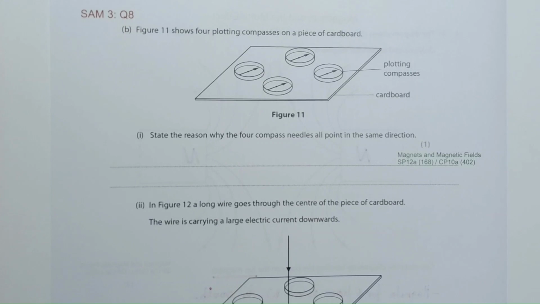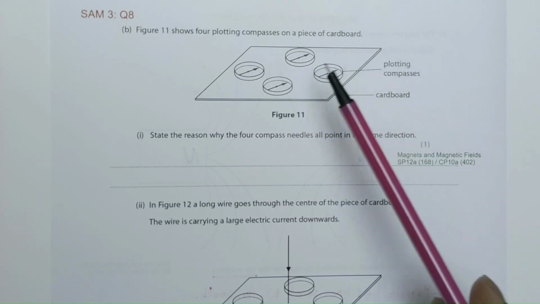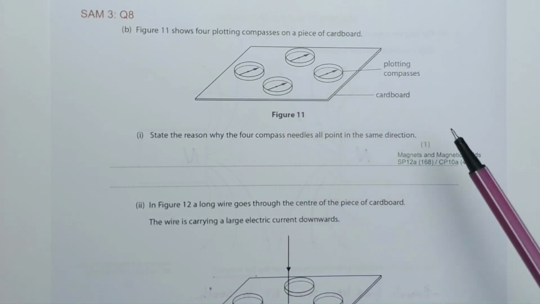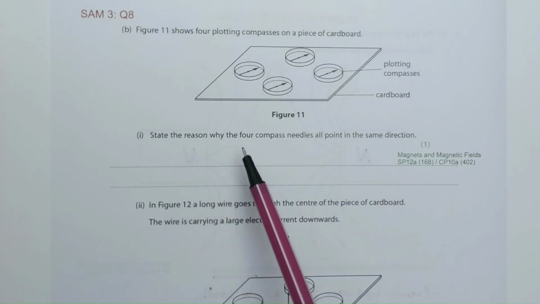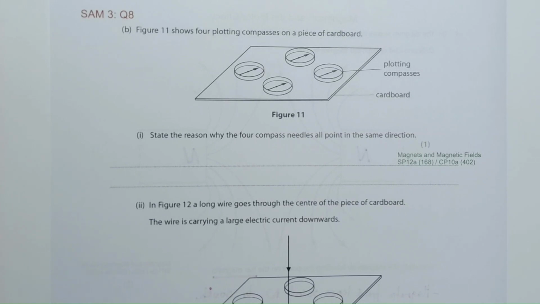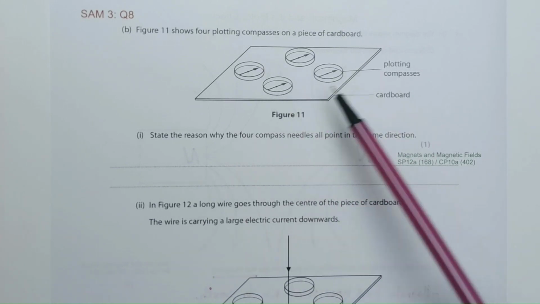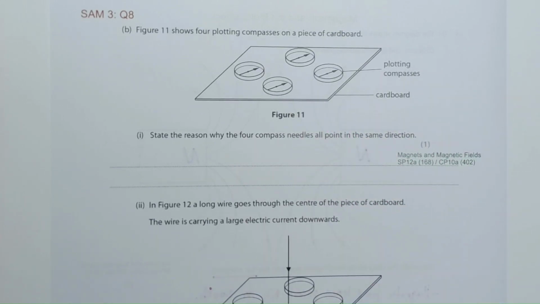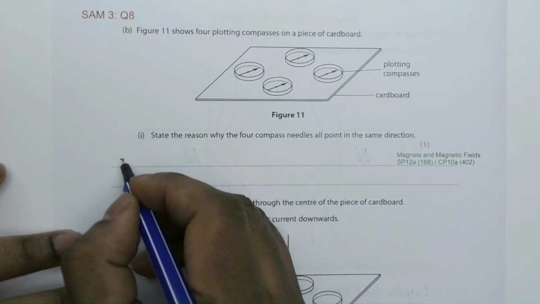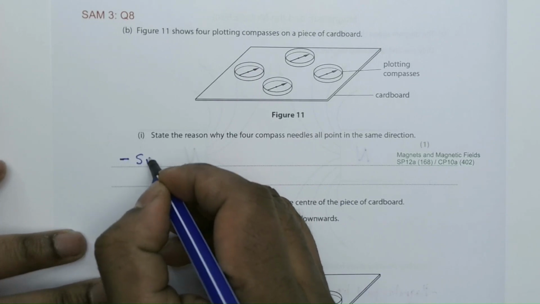Question 4 part B. Figure 11 shows 4 plotting compasses on a piece of cardboard. So as you can see, there's 4 plotting compasses. They are all pointing in the same direction, resting on a cardboard. State the reason why the 4 compass needles all point in the same direction. Why would they point in a very particular direction? It's only because they are pointing to the Earth's magnetic field, right?